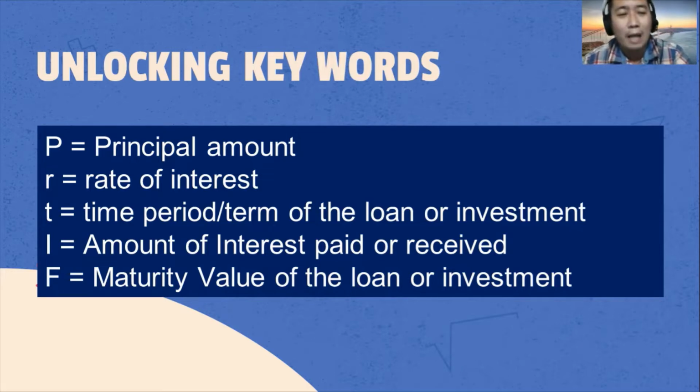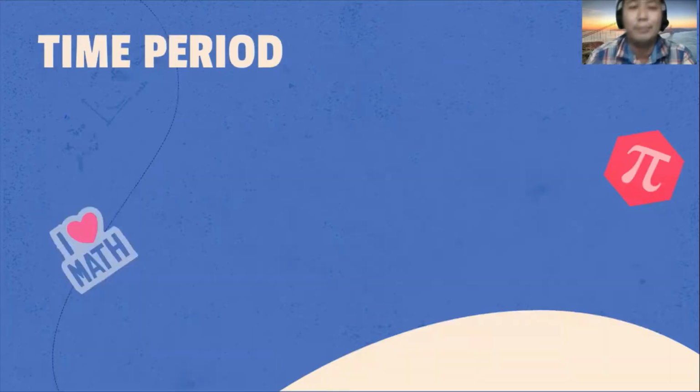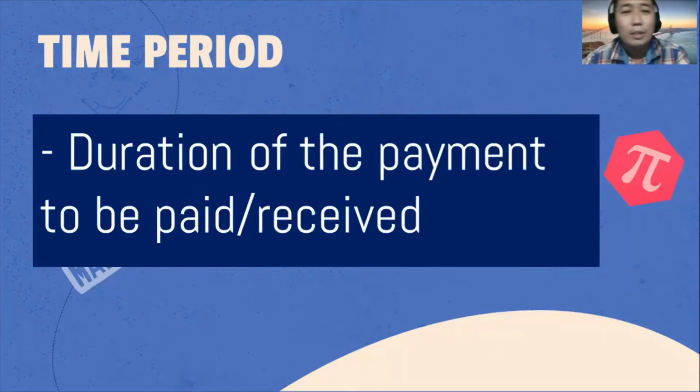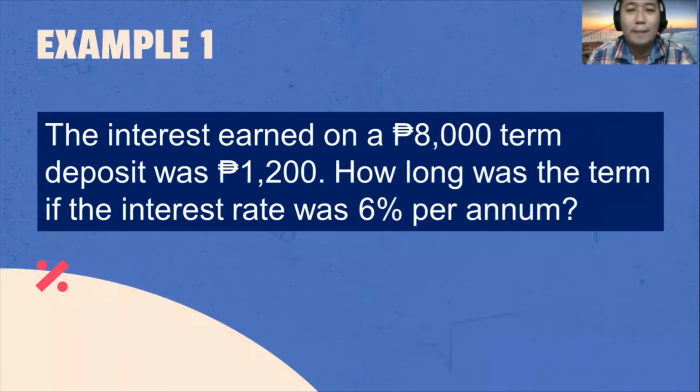We also have I, which means interest, the amount of interest to be paid or received. And F, that is the maturity value of the loan or investment. That means principal amount plus interest, that is the maturity value. What is time period? Time period is simply the duration of the payment to be paid or received.